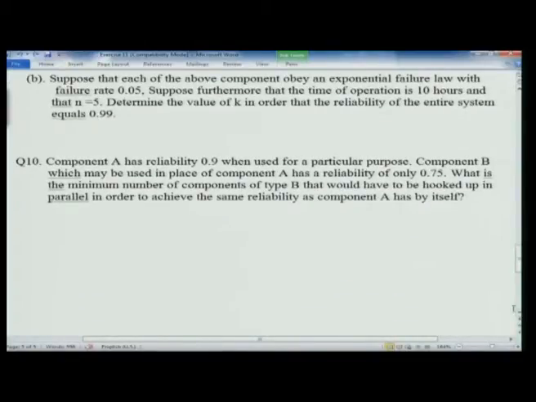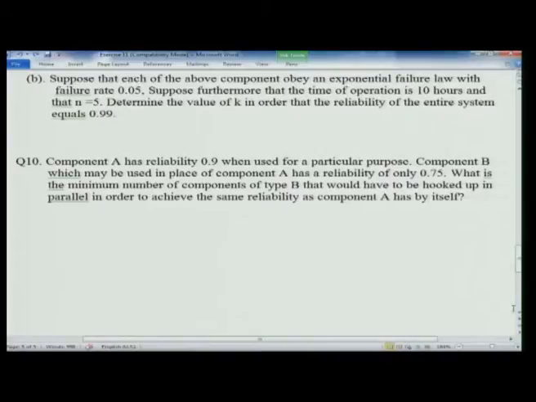Now, a component A has reliability 0.9 when used for a particular purpose. Component B, which may be used in place of component A, has a reliability of only 0.75. So, A has a reliability of 0.9 for a certain period, and component B, which may be used in place of component A, has a reliability of only 0.75. What is the minimum number of components of type B that would have to be hooked up in parallel?